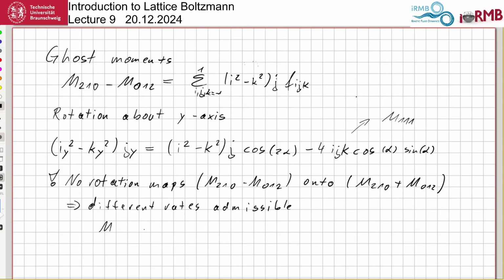However, as we've just seen, M210 minus M012, through a rotation by alpha equal to a quarter of pi, gives us the moment M111. From this, you should recognize that these two things are physically the same quantity, just in a different direction. Because the behavior of your system should not depend on how you place your coordinate system, physically these two moments need to have the same relaxation rate. They have to behave in the same way. Do you agree?